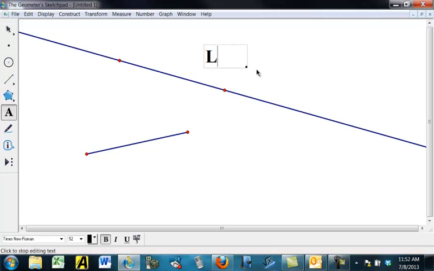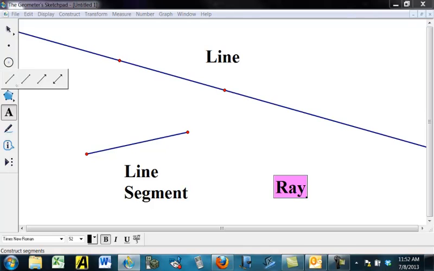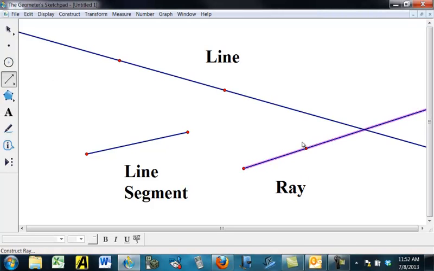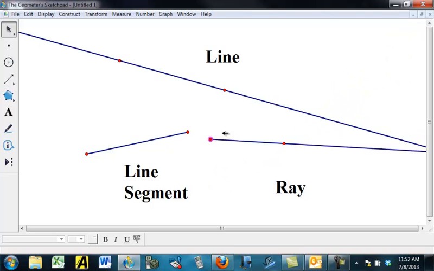So this is a line, and this is a line segment. And we could also have over here what we call a ray. A ray is just a half line that goes on like this. Notice that it goes on forever in one direction. We indicate this with an arrow on the end here, but it has an endpoint here. So it's basically just half of a line.